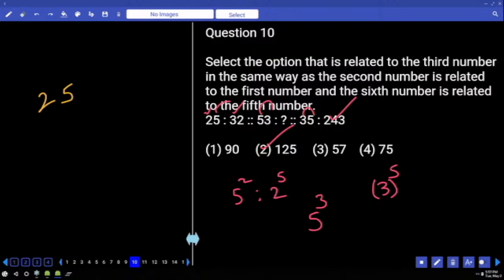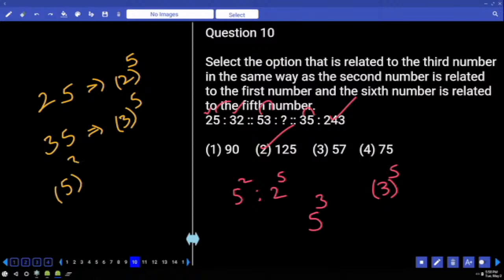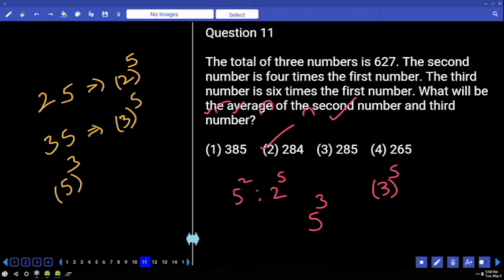In 25, the first digit is 2, the second digit is 5. The second digit is raised to the power of the first digit. Now in 35, what is the first digit? 3, and the second digit is 5, so 3 power 5. And the second one, 53: the first digit is 5, the second digit is 3, 5 power 3, which is 125. Then coming to question number 11.